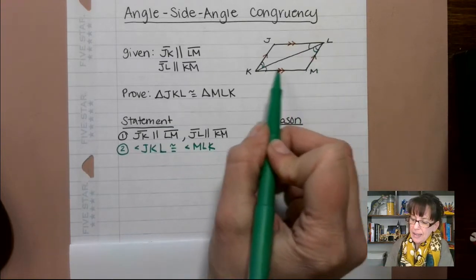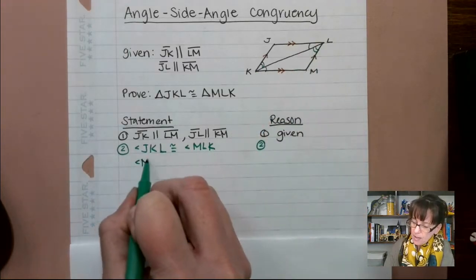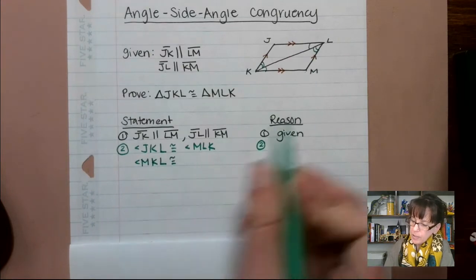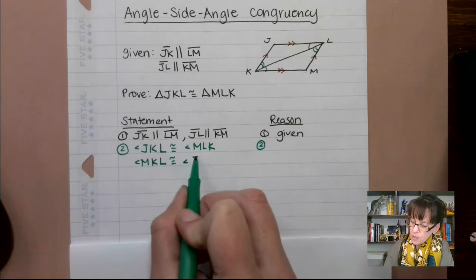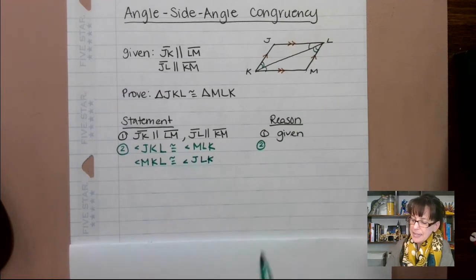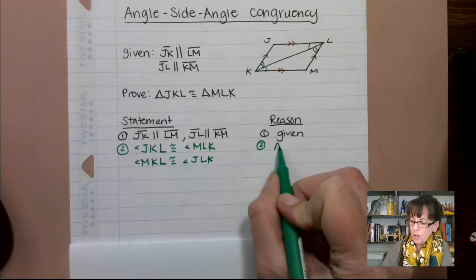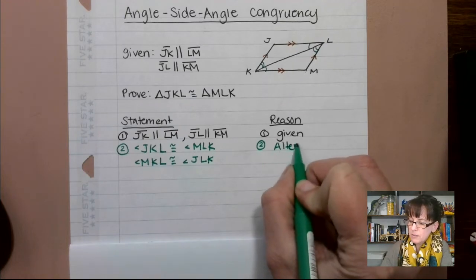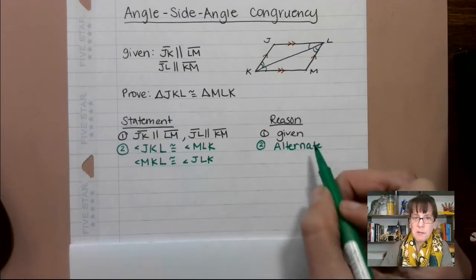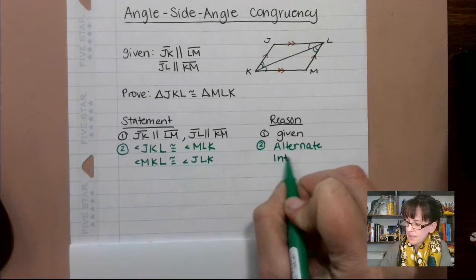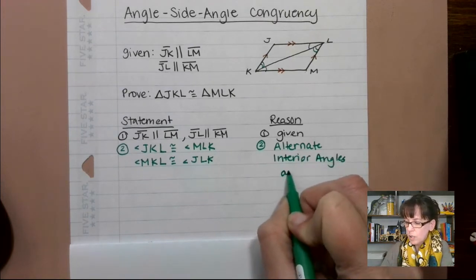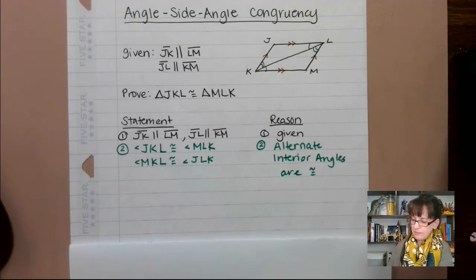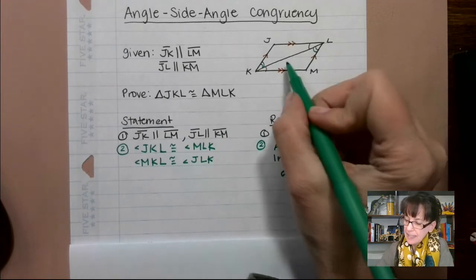So we can say angle MKL is congruent to angle JLK. And that is because alternate interior angles are congruent. Fantastic. Okay, I see another obvious but not given here, and that is that if I were to separate out these two triangles, KL would be congruent to LK, right?